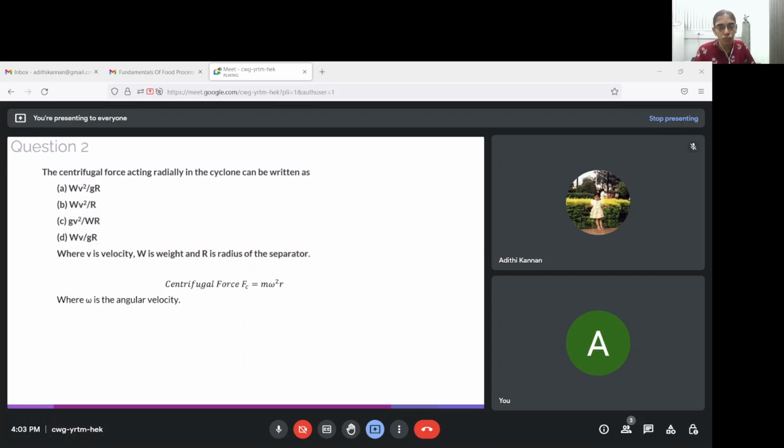So a centrifugal force for anything, not just a cyclone, even for a centrifugation process, can be given as m omega square r, where m stands for mass of the particle, omega stands for the angular velocity, which is given in radians per second.